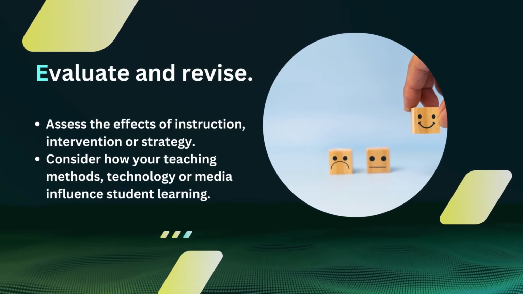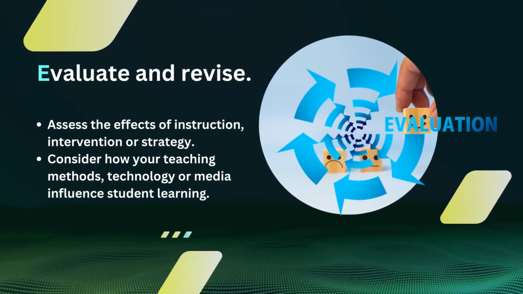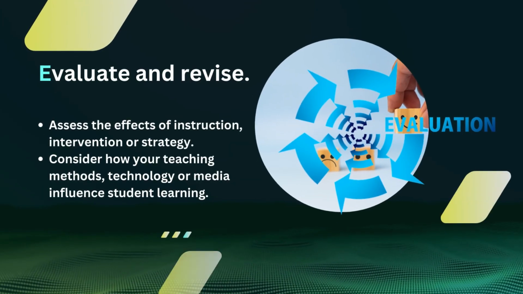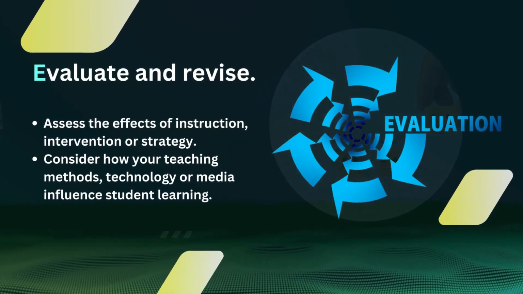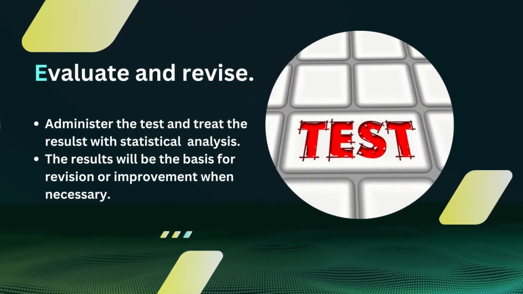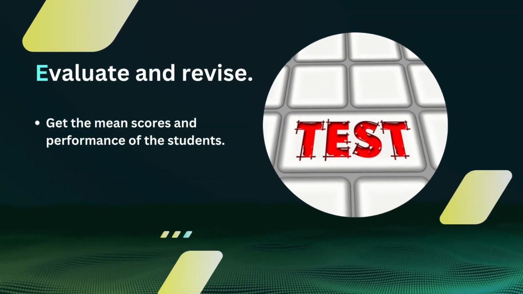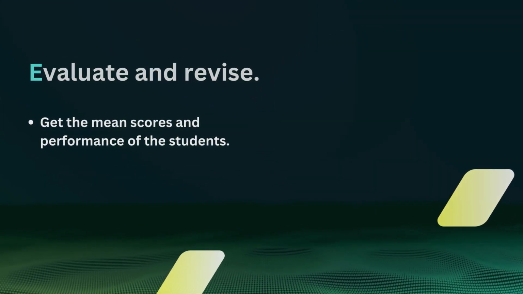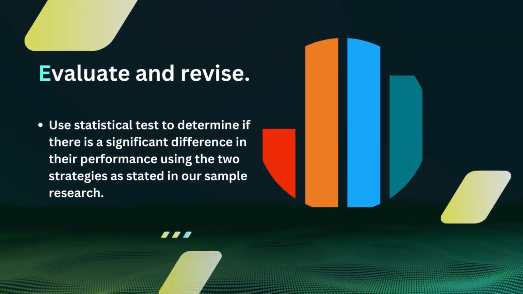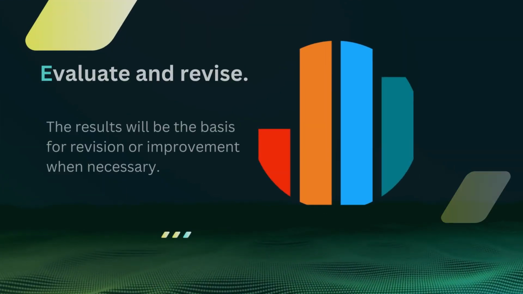The next step is to evaluate and revise. In this step, you assess the effects of your instruction on student learning, considering your teaching methods as well as the technology, media, and resources you employ. In your research, you may administer a test to determine the effects of your intervention, innovation, or strategy. Get the mean scores and compare the performance of the students. You can use statistical tests to determine if there is a significant difference in their performance using the two strategies as stated in our sample research.